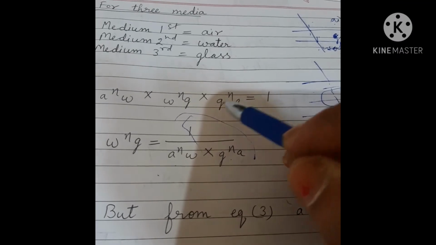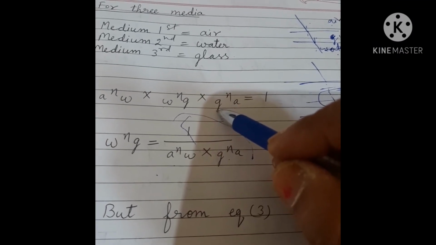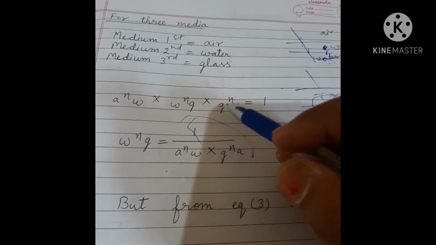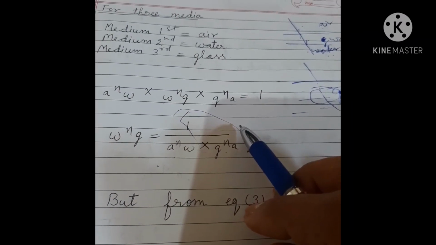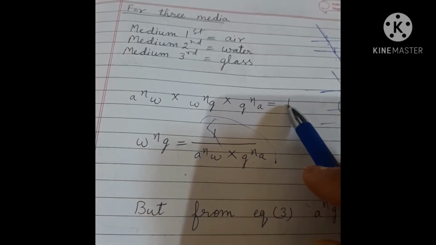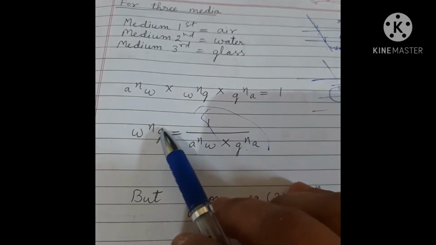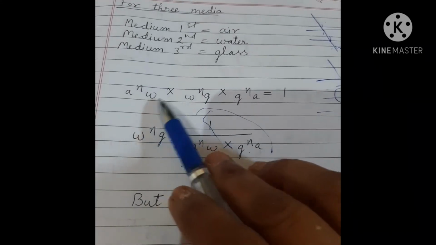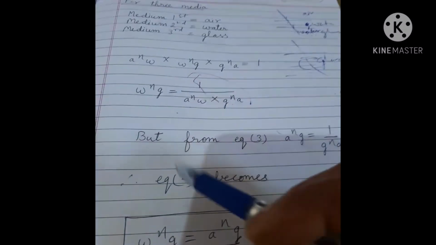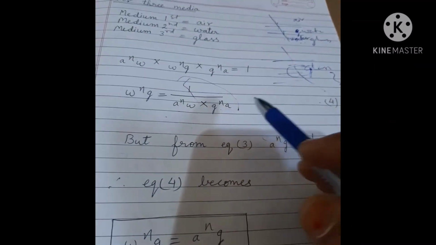When moving from air to glass and back, refractive index of air with respect to glass, this will always be equal to 1. This is the formula. So WNG is equal to 1 upon, this will go down. But from equation 3, here you have got this equation. Utilizing it, ANG is equal to 1 upon GNA. This is equation number 4.